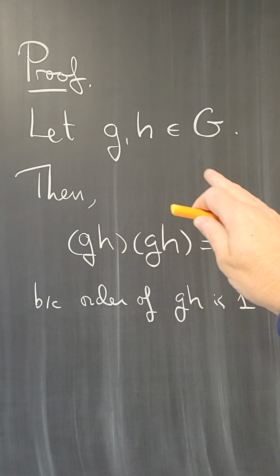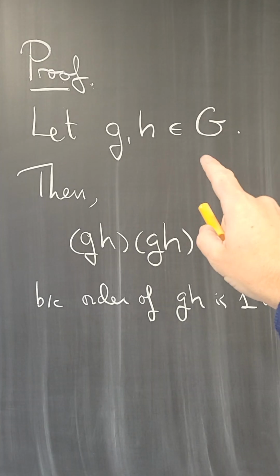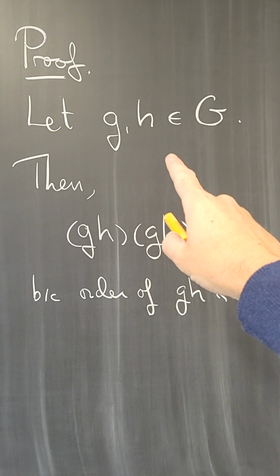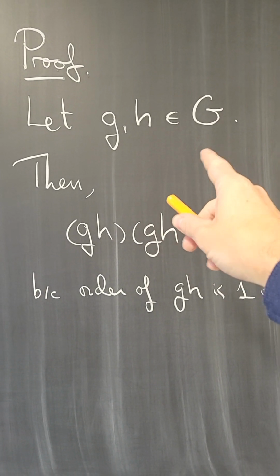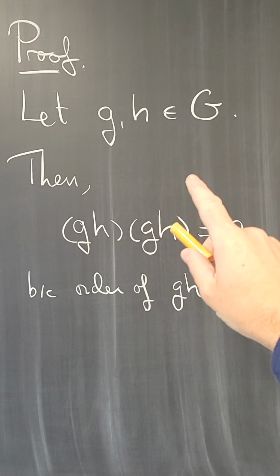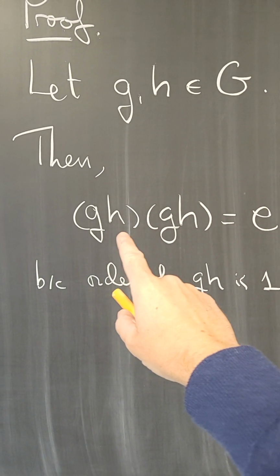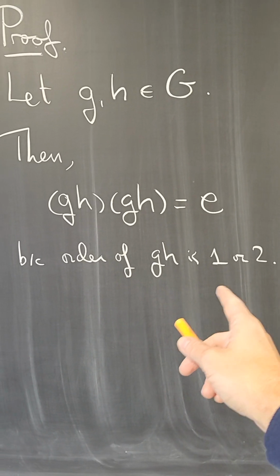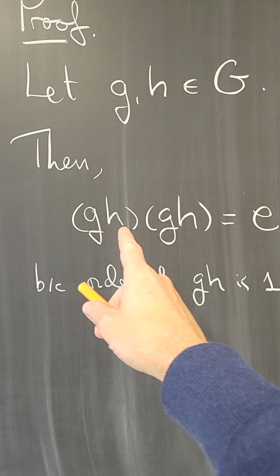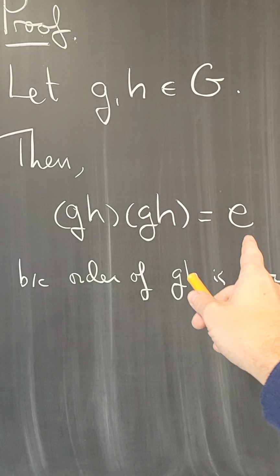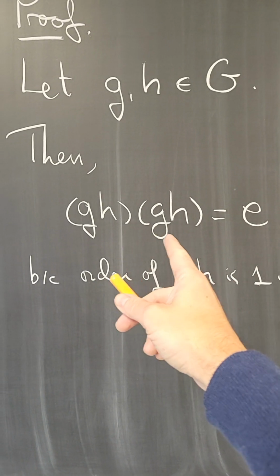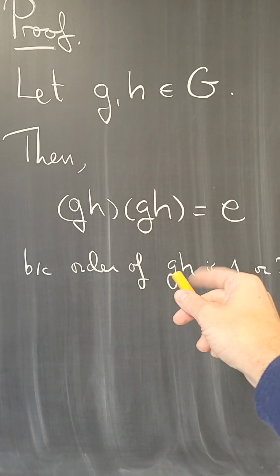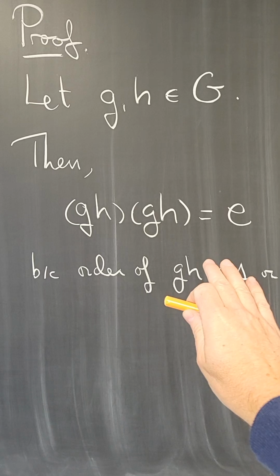Let g and h be arbitrary elements of the group G. We want to prove that gh is the same as hg, so G is abelian, it's commutative. So first, note that gh times gh is the identity because the order of gh is 1 or 2. Maybe gh is the identity, in which case identity times identity is identity, or it has order 2. (gh) squared is identity, so we have that equality.